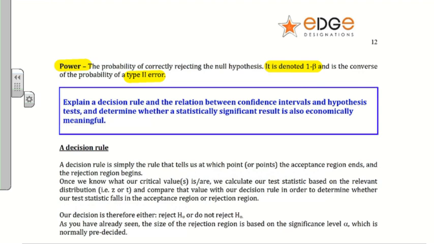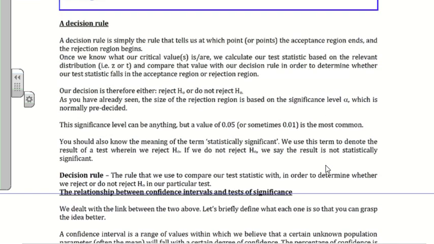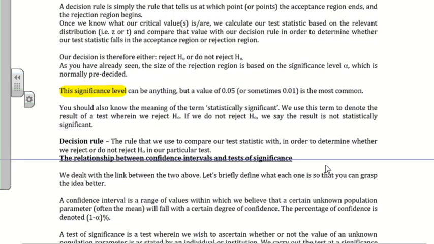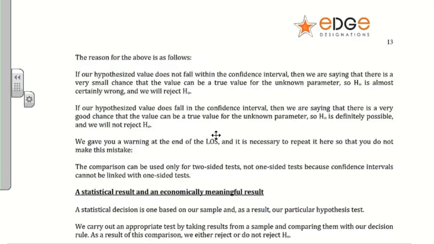We now come to the next part of the hypothesis, which is to explain a decision rule. What's a decision rule? Well, when I start with my decision rule, I'm starting with things called levels of significance. And remember, we've spoken consistently about the relationship between confidence levels, intervals, and tests of significance. We're not going to spend too much more time over here. I'm going to show you that by way of example.